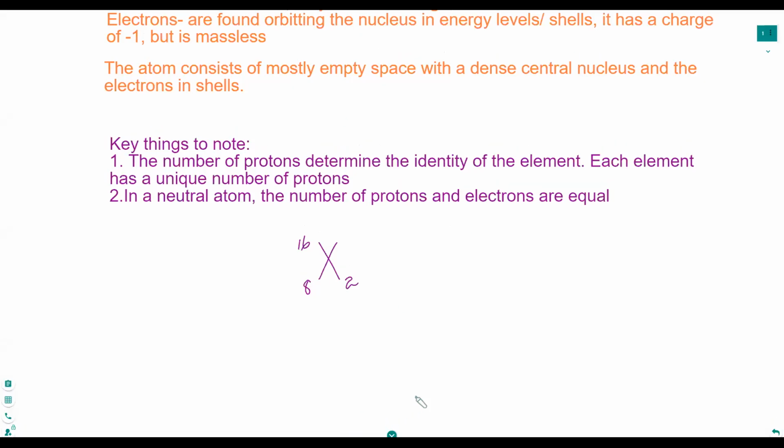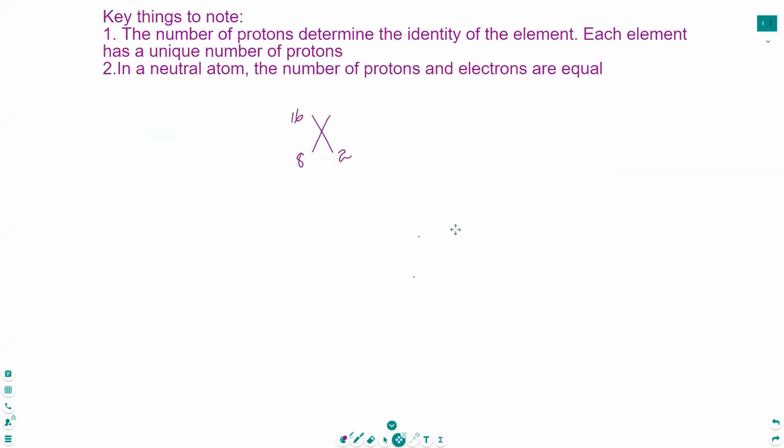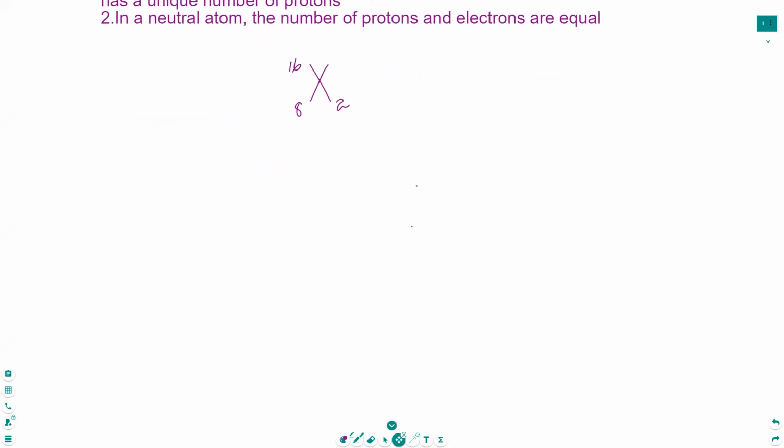All right, so let us look at this symbol that was given to us for an element, and we will see how we could go about drawing the atomic structure and what pieces of information we can get from this. So if I give you an element and you see a number in the bottom left corner, this is telling you the atomic number of the element. The atomic number tells you the number of protons.